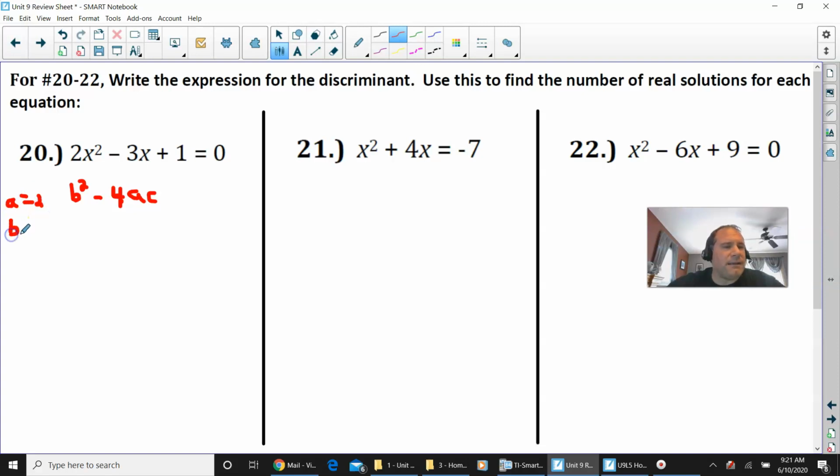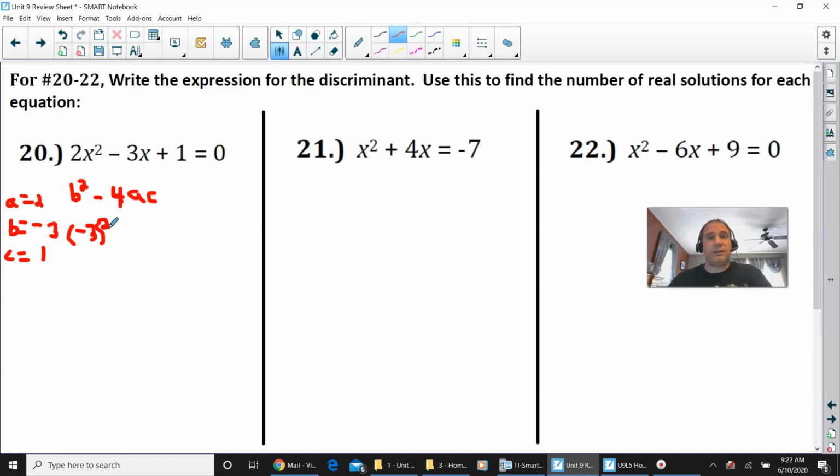B is negative 3. This is what I do all the time, because then I could look at this on the side and just figure out what is going on from this list. So b squared is a negative 3. Remember, when you put a negative in, it is so important to have the parentheses around that number when you square it.